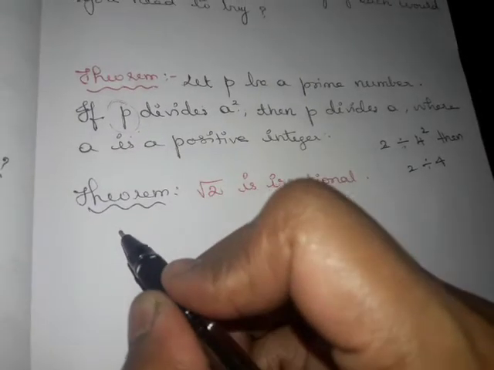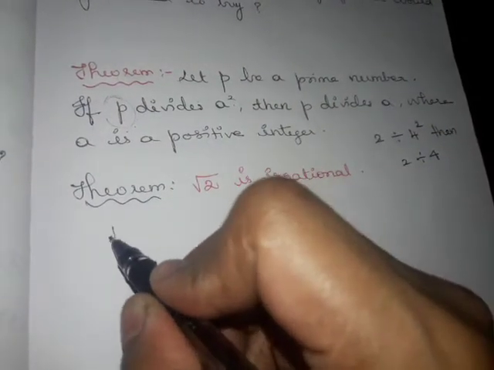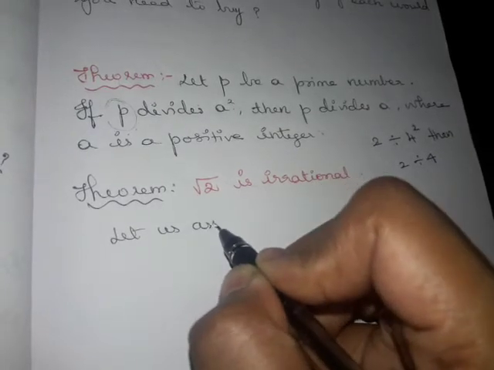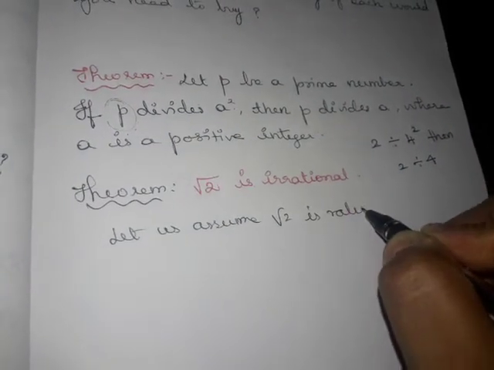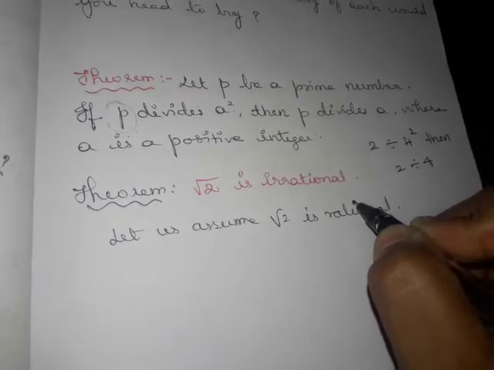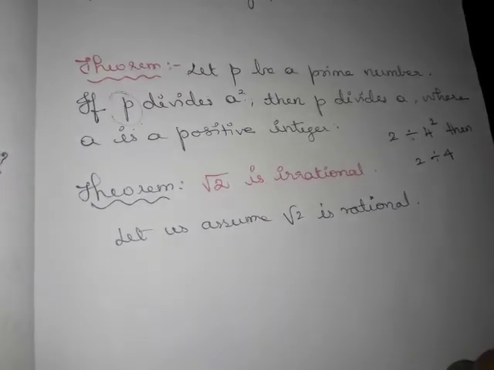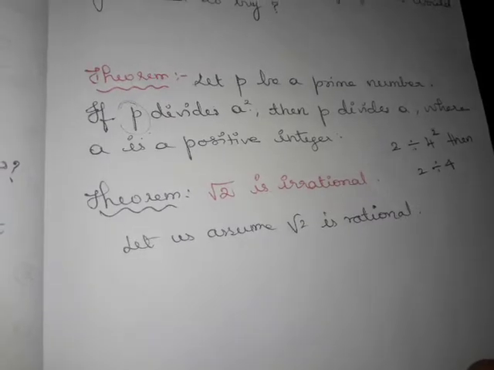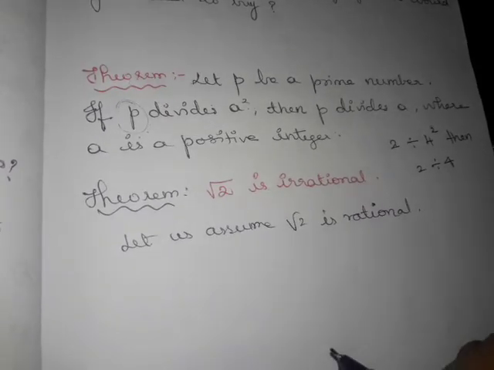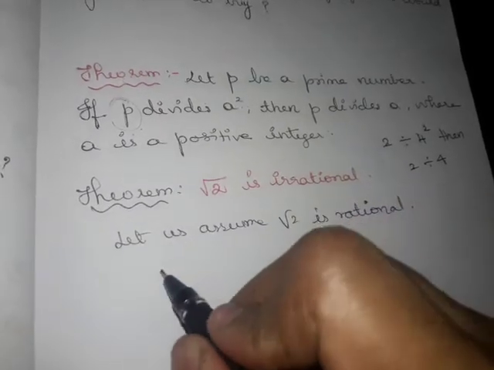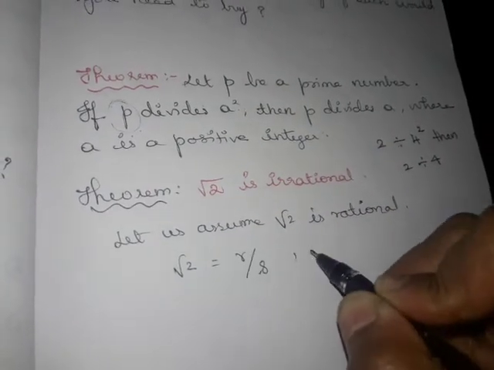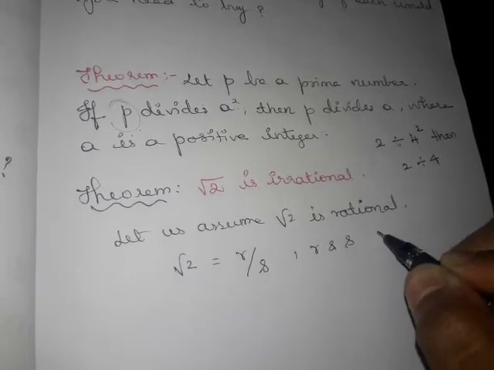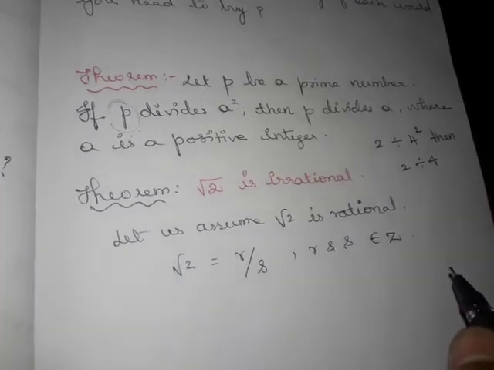First, let us consider the contrary. Let us assume root 2 is rational. What will happen if root 2 is a rational number? We know every rational number is of the form P by Q, where P and Q are integers, right? So by definition, root 2 can be written as some R by S, where R and S are integers.